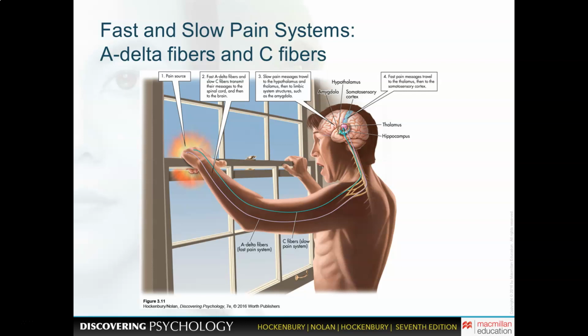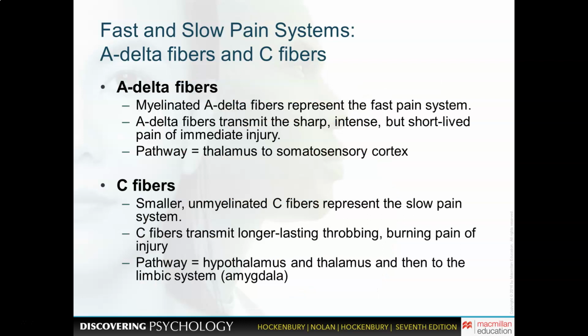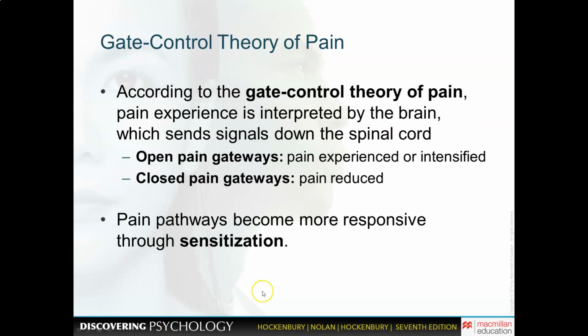This is just a diagram here for you to look at. I thought I would leave this here for you to take a look at and study on your own if you feel so inclined. This is just review here. Remember your A delta fibers, those are your fast ones. That's your sharp, intense, immediate pain you feel to injury. C fibers, remember, are your slow, longer lasting, throbbing, burning pain of injury. That's all you have to know from this. We don't have to worry about the neural pathways or anything like that.